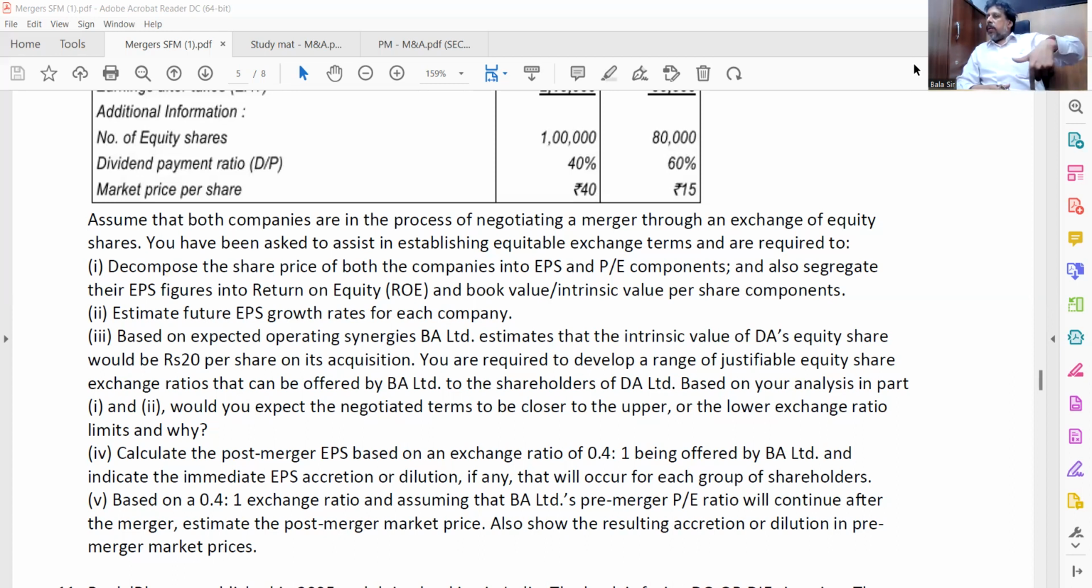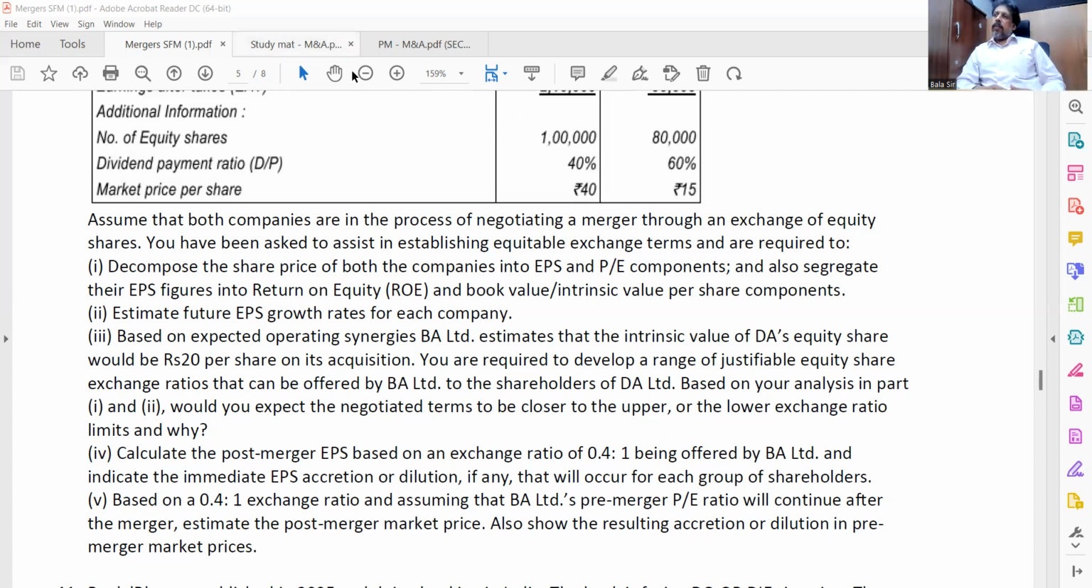So in this example, it is 0.6 retention for BA Limited. That into 17.5%, so you get 10.5%. And do the same thing for DA Limited. Let's go through the solution and then you can jot down.